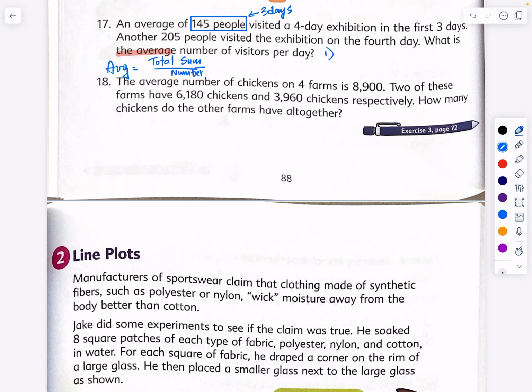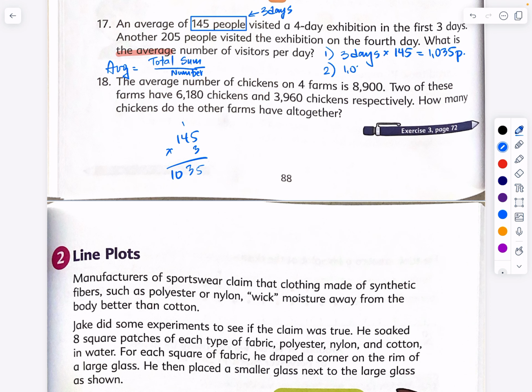Step 1, use inverse operation, multiplication. 3 days times 145 people on average, it gives us 3 days times 145 times 3. I have to compute this myself. 15, 13, 8. We have 1,035 people visited in the first 3 days. We know that 205 people visited on the 4th day.